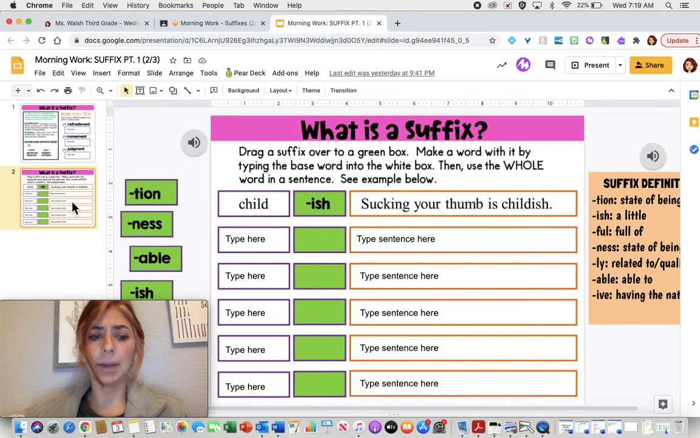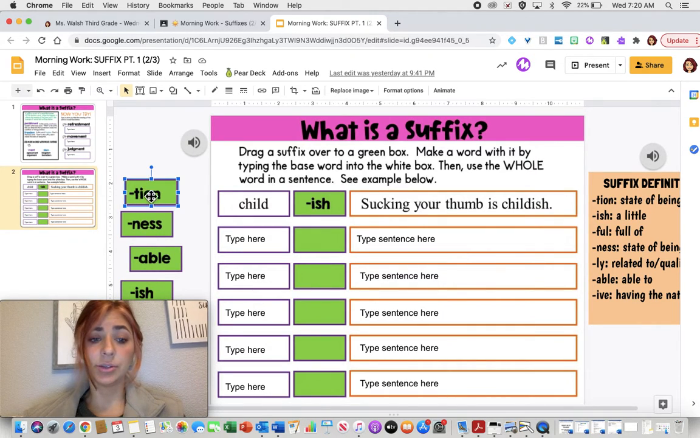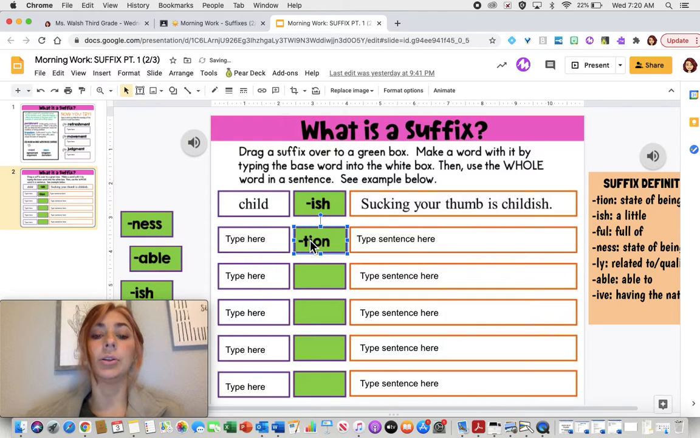So just keep that in mind. What you are going to do is take a suffix, drag it over to a green box, and make a word using that suffix. Now, we're not just making up words, we're making words that are actually spelled using the suffix.